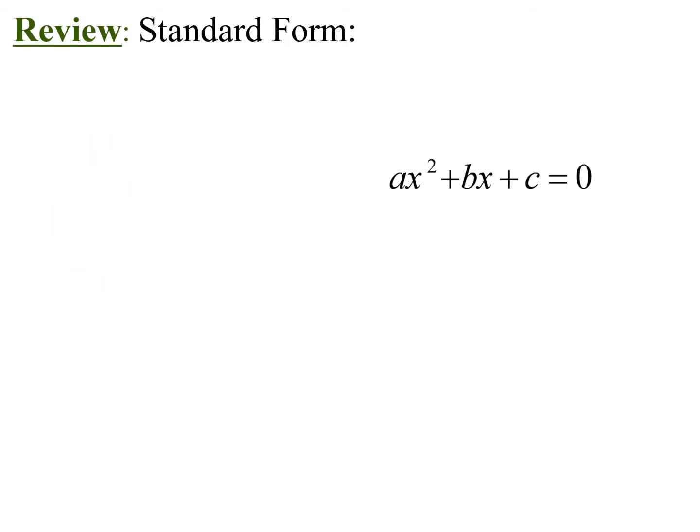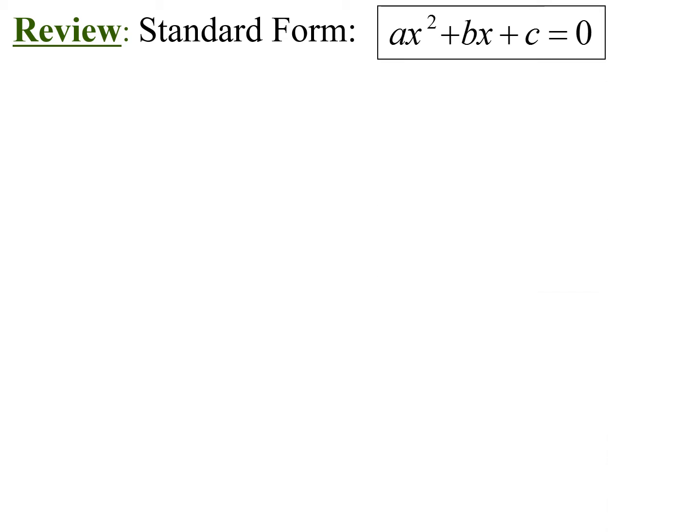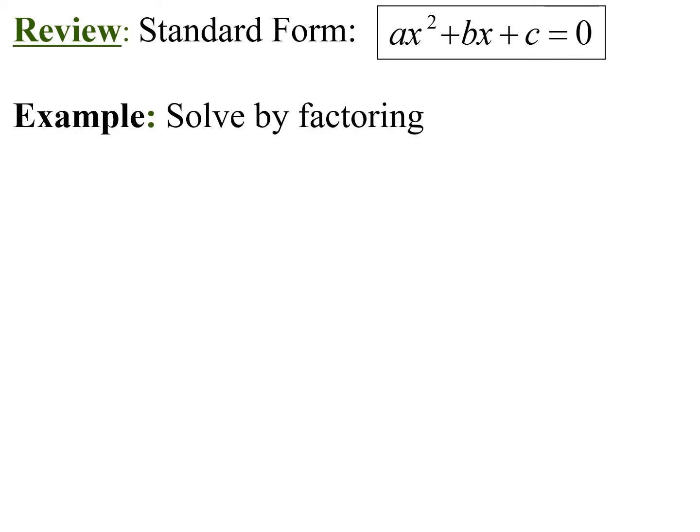All right, now just as a review, we're going to take a look at standard form. Standard form of a quadratic is ax squared plus bx plus c is equal to 0. Now, when we solve by factoring, we do want it to be in standard form. So we want to have it equal to 0 on the right-hand side.